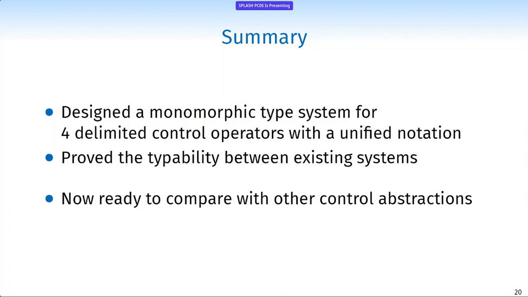Yeah, as you said, our type system only has limited support for principal types right now. As you said in a previous question, I'm going to compare it with other control abstractions, as well as put in some other features like recursion or polymorphism. Does that answer your question?